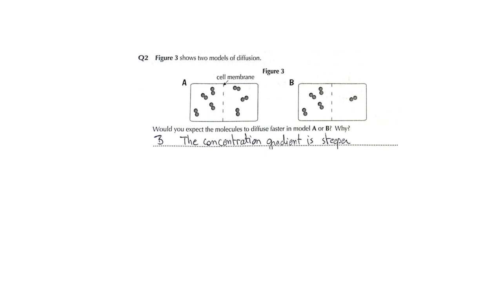Okay, in A you have four molecules on the left, three on the right. That's almost the same, so it's slowly going to move. On B, you have four molecules on the left, only one on the right, so four times more. So the particles are going to move a lot faster from left to right.